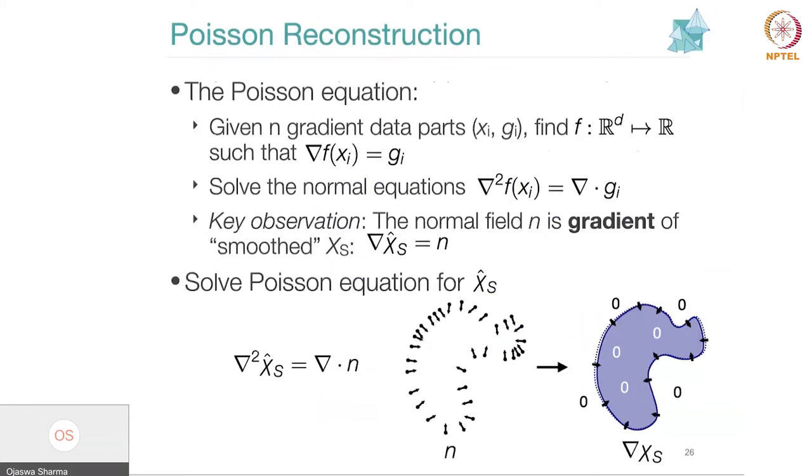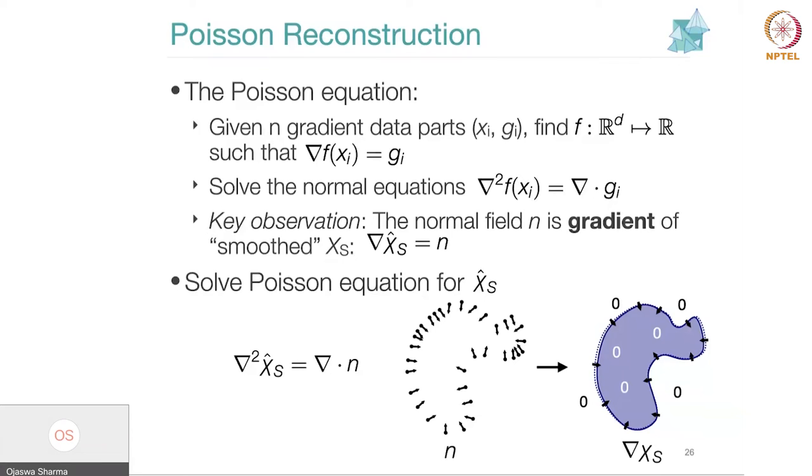Right. Anyway, so if you're given gradient data points, that is a point and its gradient, that is its normal, you want to find a function f such that the gradient of the function at the given data point is the given gradient. So grad f of xi equals gi. This is what you want to satisfy, right? You're given xi and gi. xi is a point and gi is the normal vector or the gradient at that point. So you want to recover a function f such that the gradient of f at xi equals gi, right?